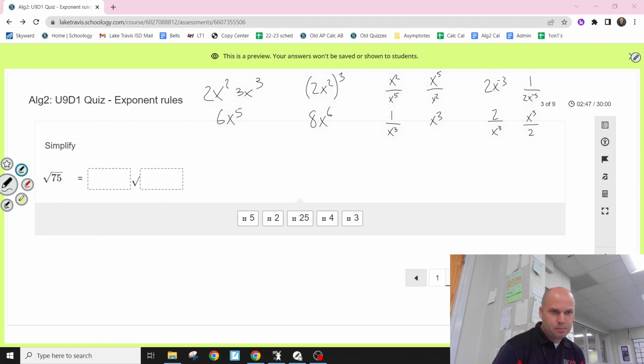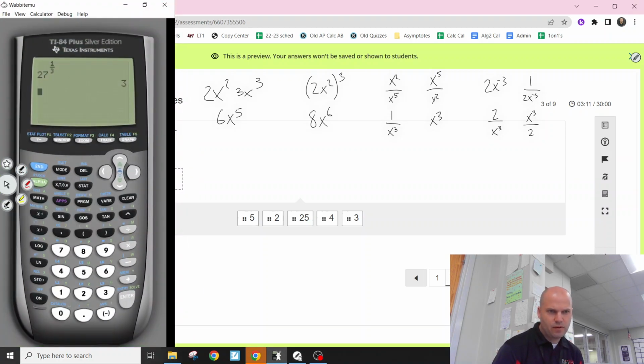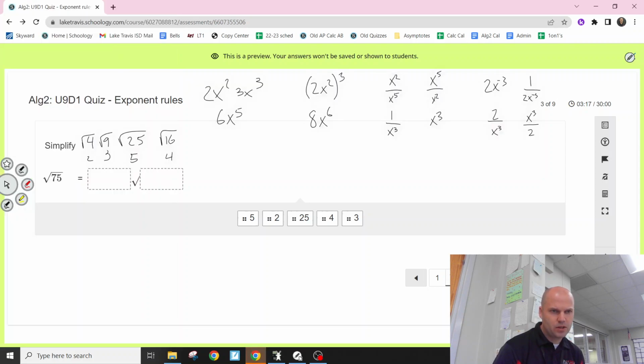We need to remember how to simplify radicals. Looking for the biggest perfect square that goes into 75. Remember, some of the perfect squares are like 4, 9, 25, because the square root of 4 is 2, the square root of 9 is 3, the square root of 25 is 5. Don't forget the square root of 16 is 4. And you're just going to start dividing 75 by all those numbers until you find the biggest one. 25 is the biggest one. So 25 times 3 is 75. So root 25 times root 3 is root 75. This is 5. This is root 3. You can't simplify root 3. So 5 root 3 would be my answer.